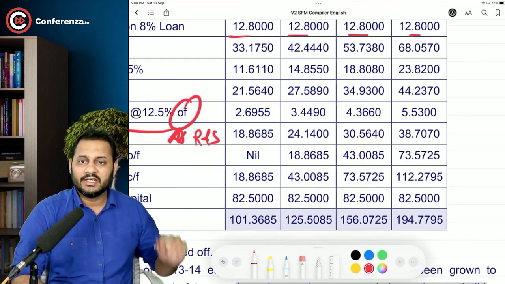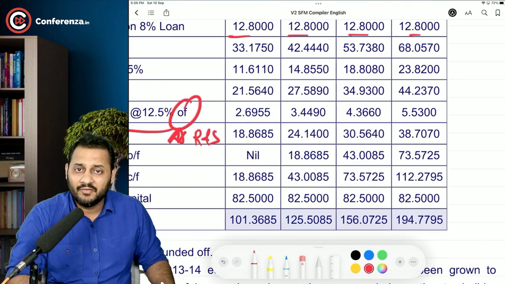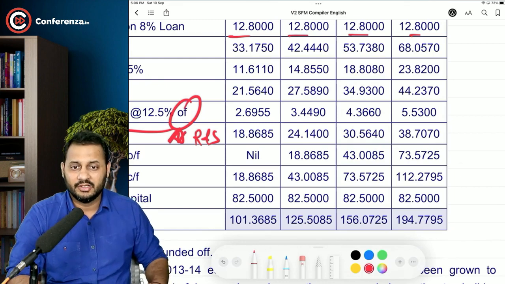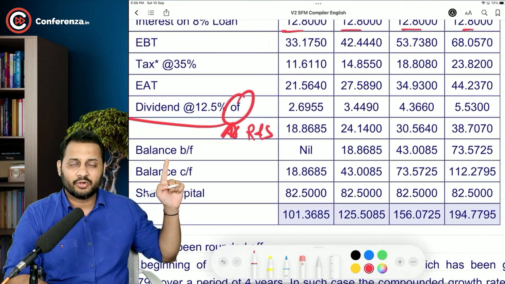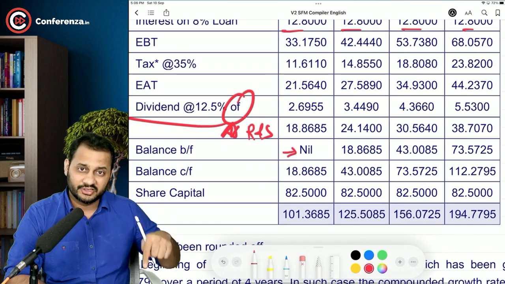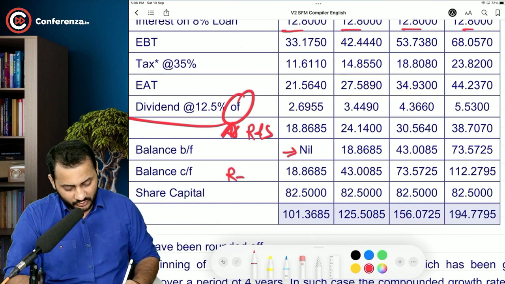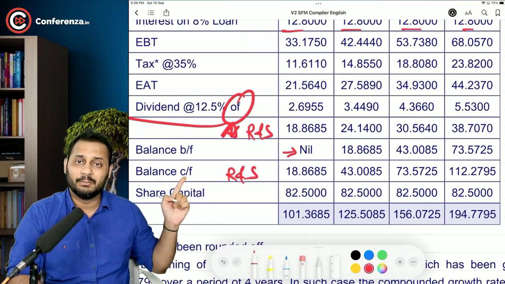So 18.8685 was the profit left in the company for the first year. The balance brought forward from the previous year was nil, because this is the first year. Then this balance of 18.8685 will be carried forward to the reserves and surplus account in the balance sheet.